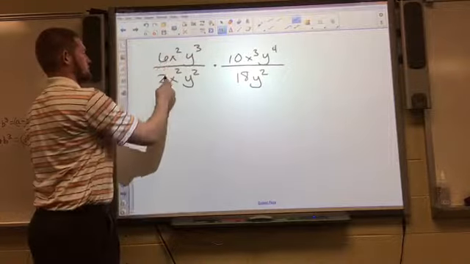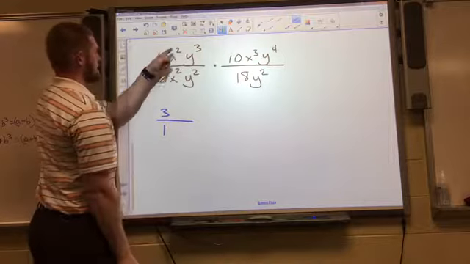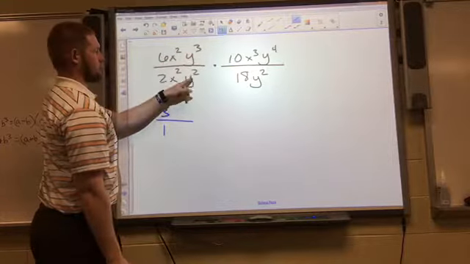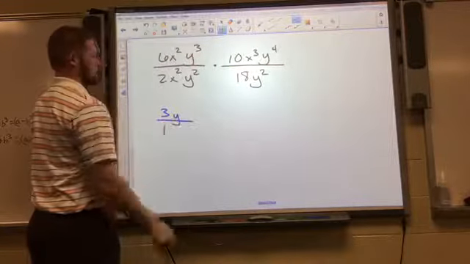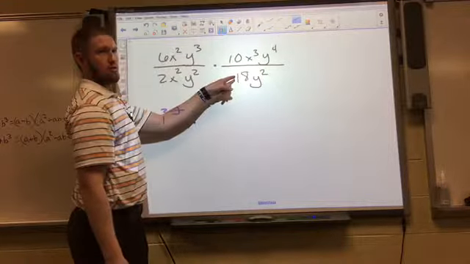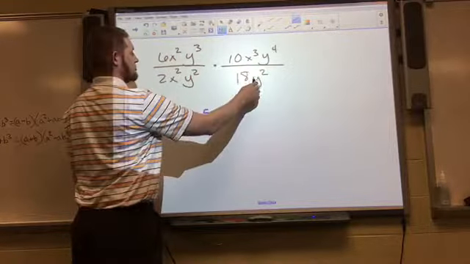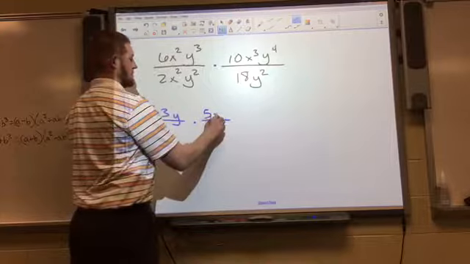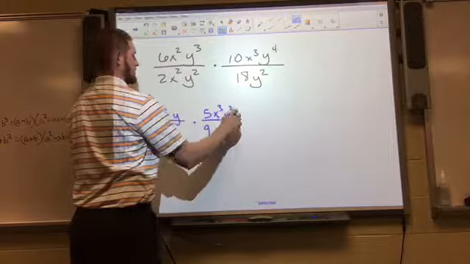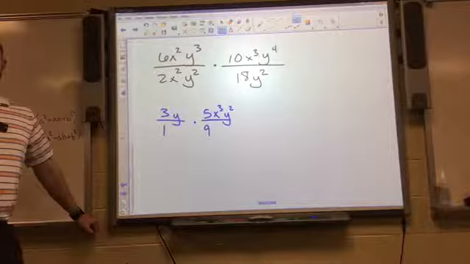So 6 over 2 reduces to 3 over 1. X squared over x squared cancels. Y cubed over y squared, y. Times 10 over 18 reduces to 5 over 9. X cubed over no x's, x cubed. Y to the fourth over y squared on top. Now you're just multiplying two fractions.